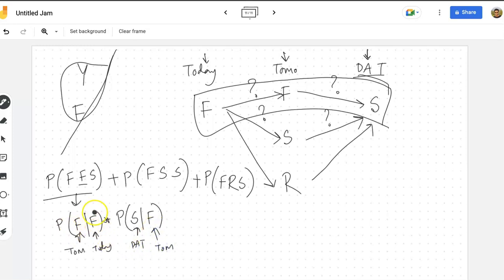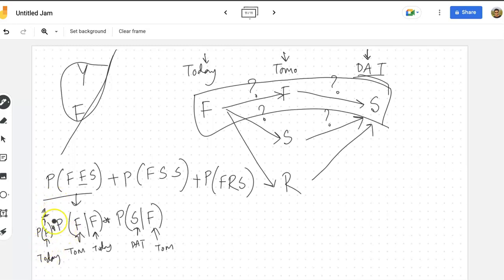So given today is foggy, you already know today is foggy, so the probability is 1. There is no need to put it here. This is for today. We already know this is 1 because the question says today is foggy. So there is no need to put it here. But suppose this is here.